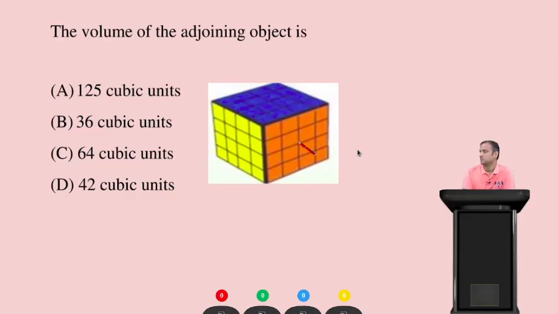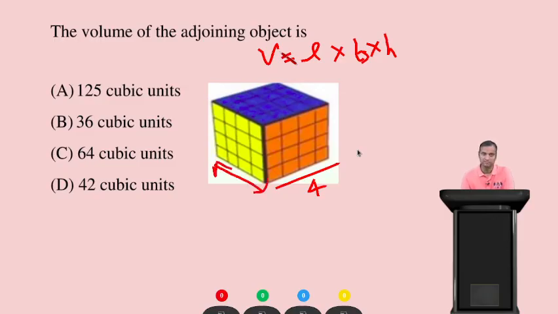Okay class, so it's a cuboid, and we already know that the volume of a cuboid is, yes, tell me. It is good, very good, L into B into H. This is L. How much is this? Very good, 4.